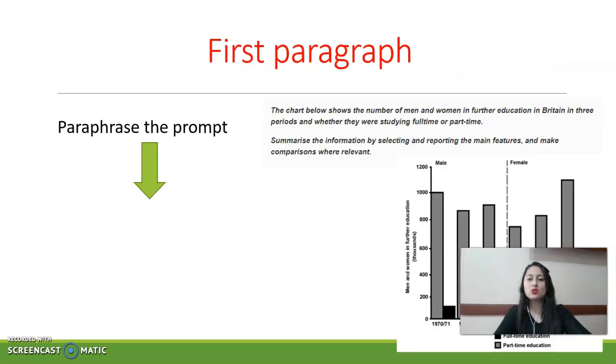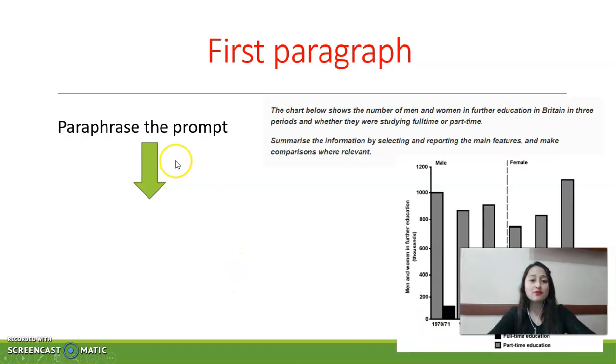So I want you to see this prompt. I'm gonna read it. It says, the chart below shows the number of men and women in further education in Britain in 3 periods and whether they were studying full-time or part-time. That's the prompt. This is the graph. We can take a look at the graph and we can see that in the graph the information is divided into male, female, we have full-time and we have part-time education. And we have 3 periods of time.